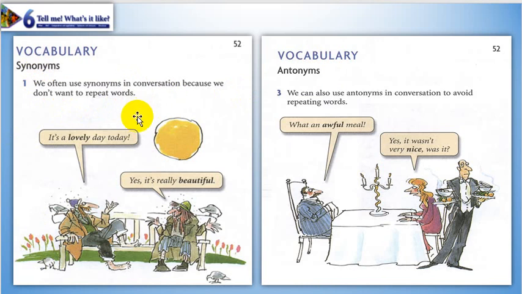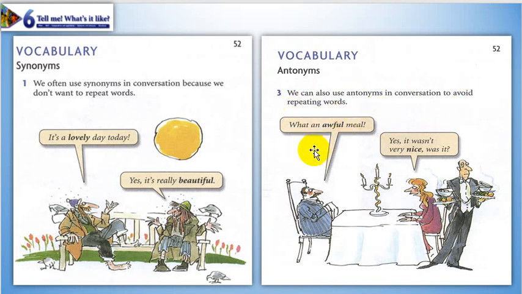You can see in the picture. Someone says, "It's a lovely day today." The other wants to emphasize and agree with him and says, "Yes, it's really beautiful." He did not repeat the word "lovely," but he gave a synonym. Lovely, beautiful. They are synonyms. They mean جميل or nice.